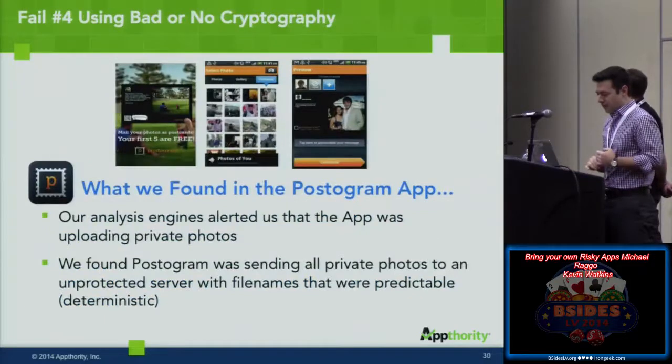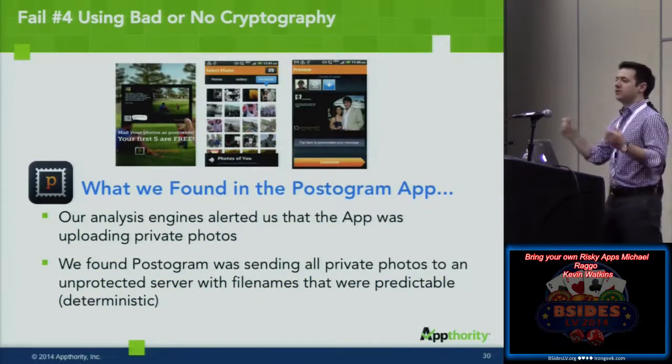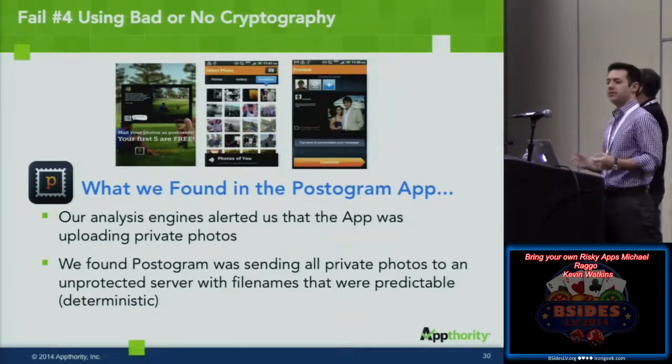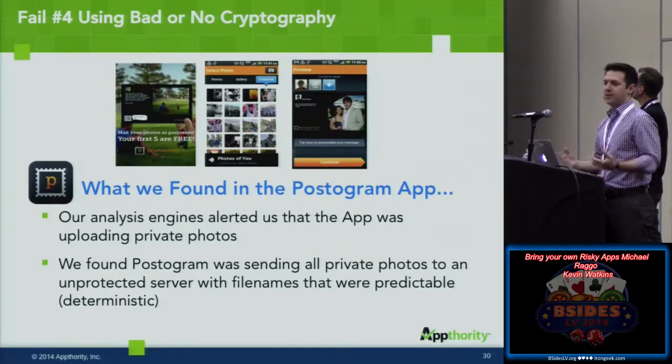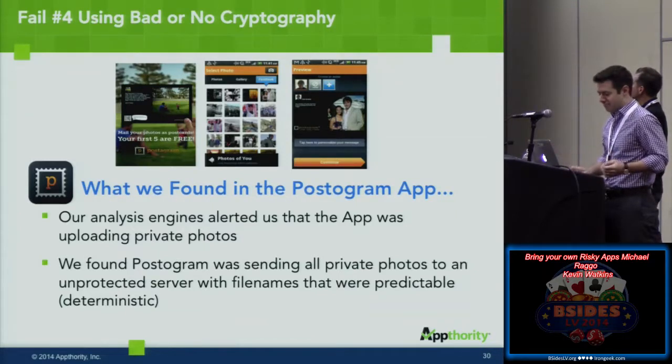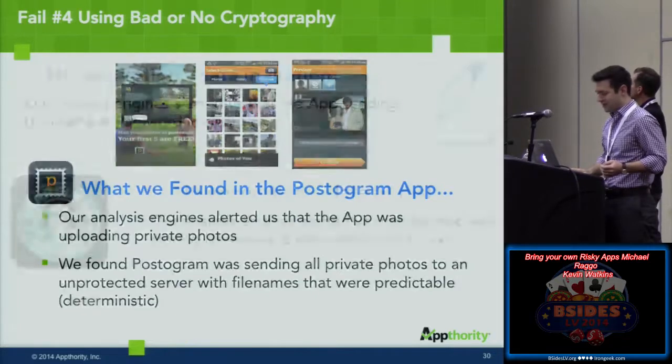Fail number 4, using bad or no crypto. Postogram app lets you take pictures and create your own postcards. Great. You can send postcards directly from your phone, to any mailing address in the world. Pretty cool. But it's sending and storing all the private photos in unprotected open networks. So you can go in and just start surfing people's pictures and people's postcards on their website. Again, not a very good job there.